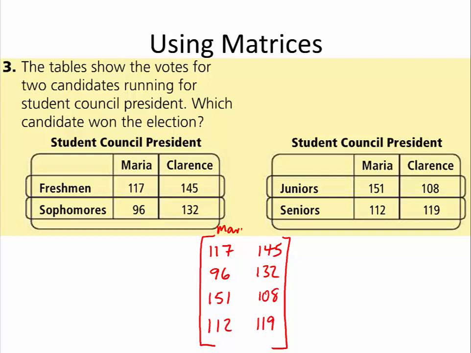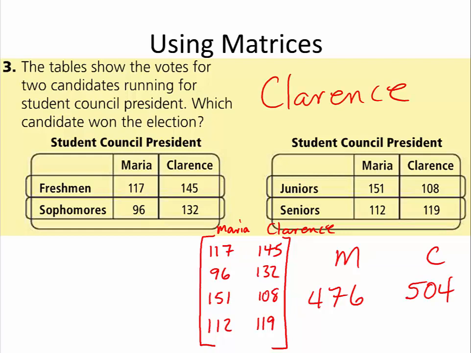So what are they asking you to do? They're not even really asking you to add up matrices. They're just asking you to add up a column. So if you added them up correctly, find the totals for each person. Let's start off with Maria. 117 plus 96 plus 151 plus 112, which came out for Maria 476. For Clarence, 145 plus 132 plus 108 plus 119, which comes out to 504. And the winner is Clarence with the most votes.